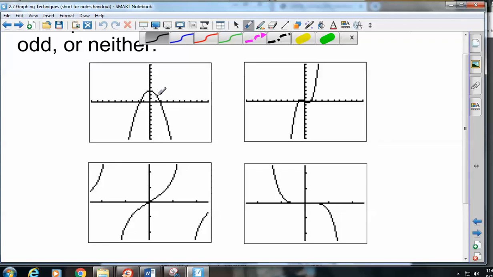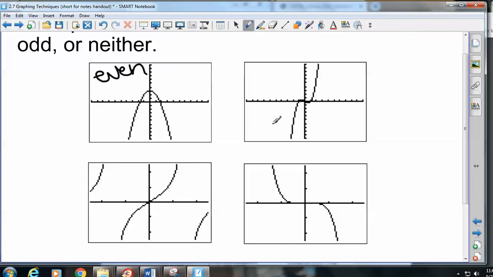So this one, it's symmetric to the y-axis, which means it is even. This one is symmetric to the origin, which means odd. Remember, symmetric to the origin means you would flip over the y and the x-axis, and it would overlap itself. I always just remember the O's go together. Odd is origin. This one, a little harder to tell.